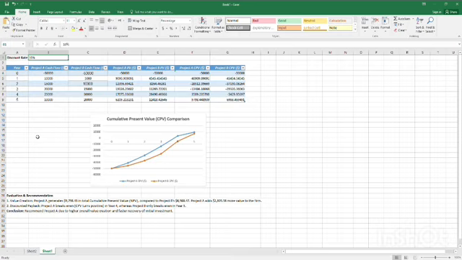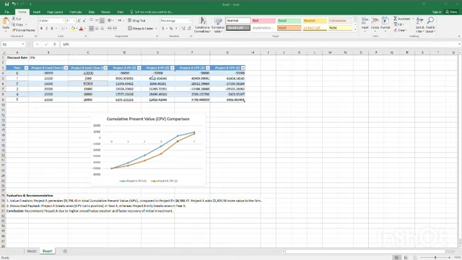Over the next few minutes, I will walk you through the step-by-step Excel model I built to calculate the discounted cash flows, compute the cumulative present value for each year, visually compare the two projects using an Excel line chart, and finally conclude with a formal recommendation on which project adds more value to the firm.